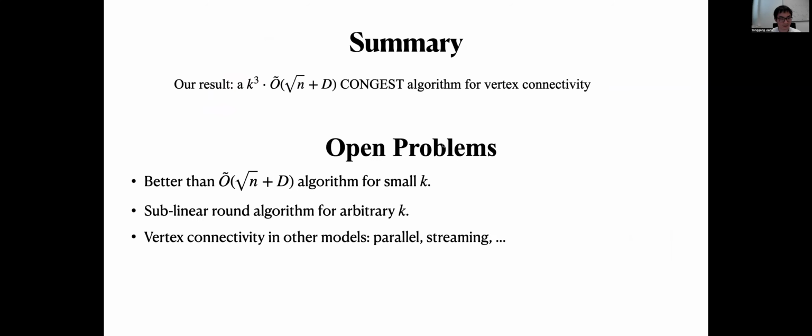Okay, and here is the summary. We give a congested algorithm which runs in k to the power of 3 multiplied by root n plus D time for vertex connectivity. And here are some open problems for future research.